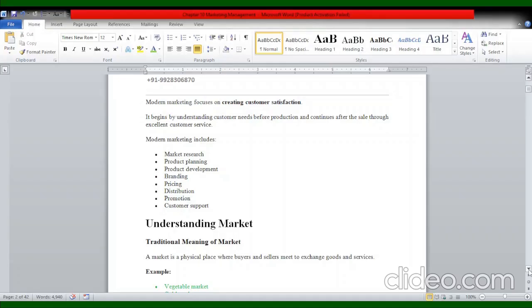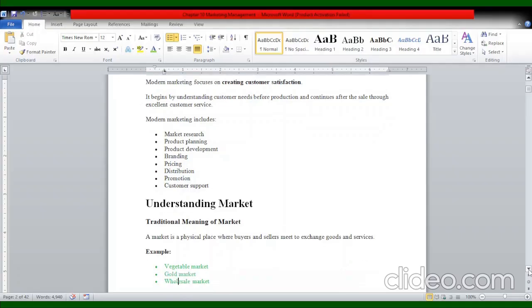So this is how you understand the problem, you understand the concept, you exemplify the traditional or the modern marketing, and you reach the conclusion. Your modern marketing is quite important compared to your traditional marketing. But modern marketing has to focus on different areas as we have discussed in this particular point right now.